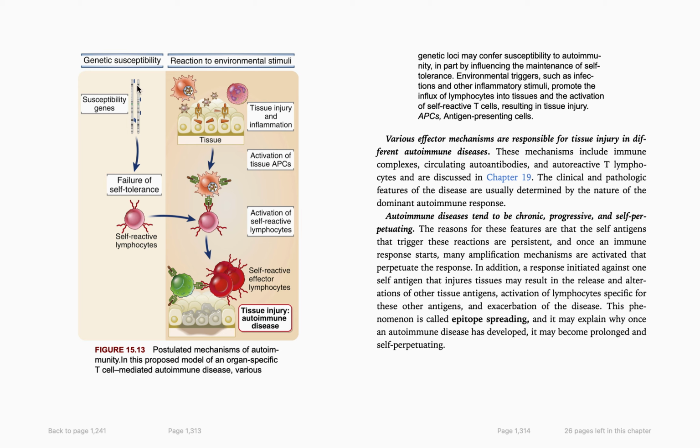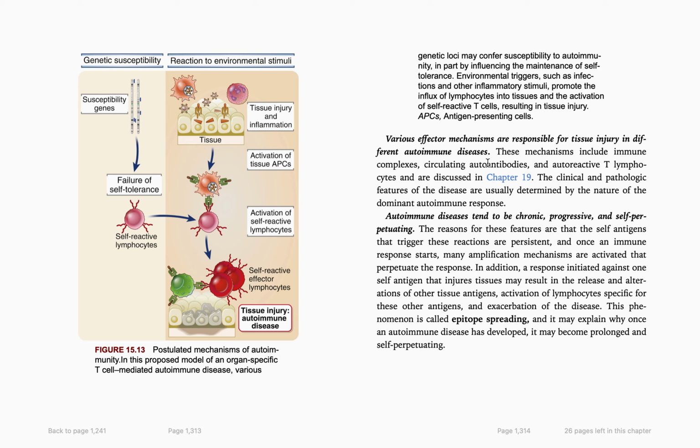So we have genetic susceptibility genes, then failure of self-tolerance, then after failure of self-tolerance, self-reactive lymphocytes will react to the environmental stimuli. Then we have tissue injury or inflammation that can also contribute. So it's failure of tolerance, tissue injury or inflammation. Then you have tissue-activated antigen presenting cells. When they meet these self-reactive lymphocytes, activation of self-reactive lymphocytes happens, and this leads to self-reactive effector lymphocytes, tissue injury, autoimmune disease, because effector T cells will have different properties.